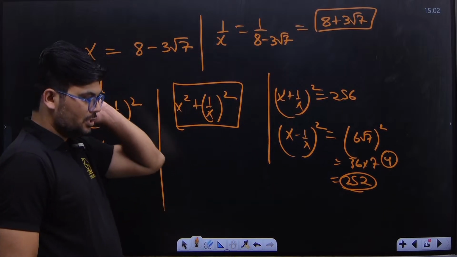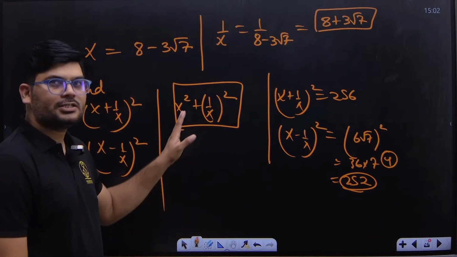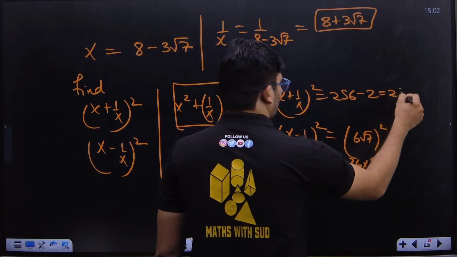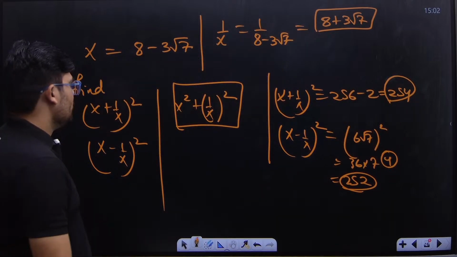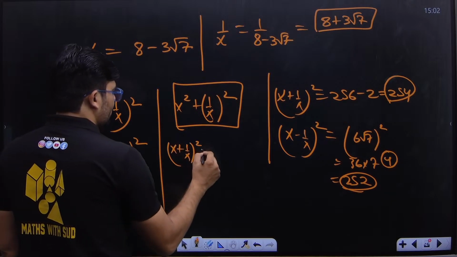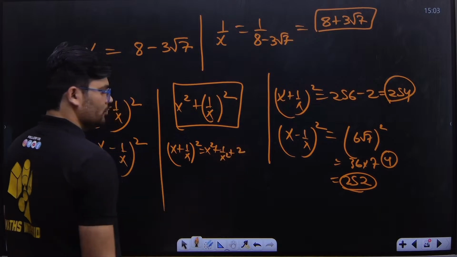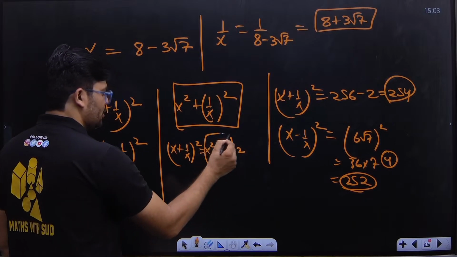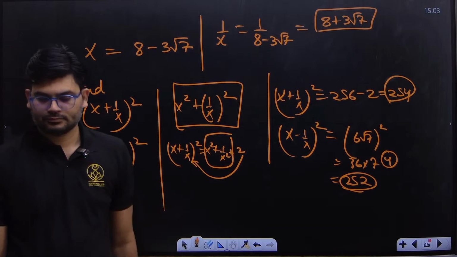And finally, if somebody asks you what is x² + 1/x², you just need to subtract 2 from this, so the answer will be 254. Now you might be thinking why 2? Because (x + 1/x)² is x² + 1/x² + 2. So if you need just this, you have to subtract 2 from this. Okay, sir, understood.